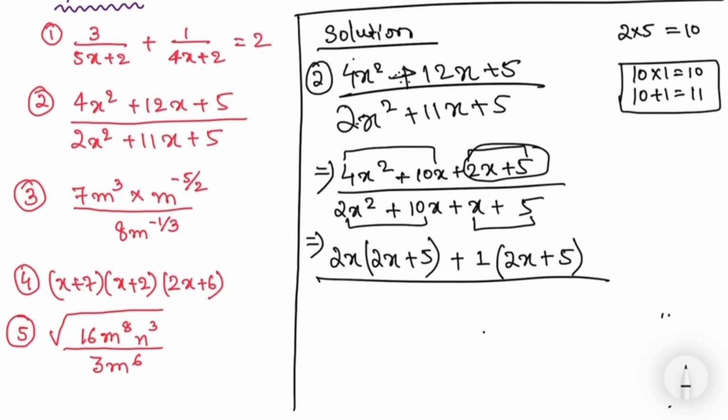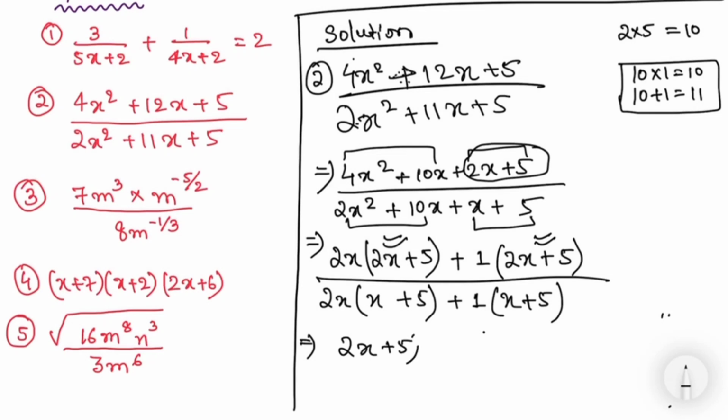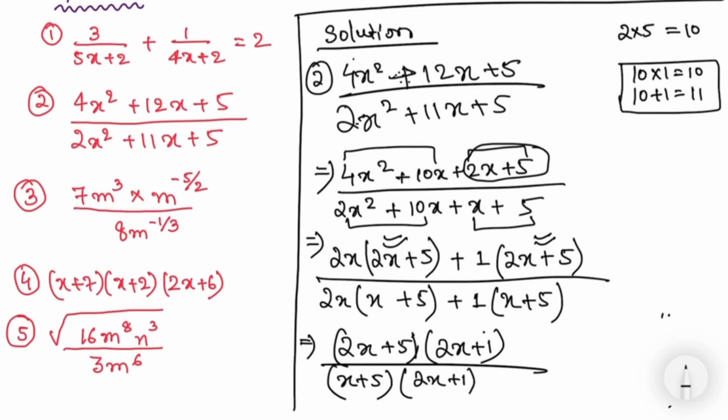Similarly, in the denominator also we'll do the same. We'll take 2x as common and the remaining is x plus 5, plus we'll take 1 as common and the remaining is x plus 5. Always make sure that these two brackets are the same; then only you will be able to understand that your answer is correct. Now we can further write it as 2x plus 5 and 2x plus 1, and this as x plus 5 and 2x plus 1.